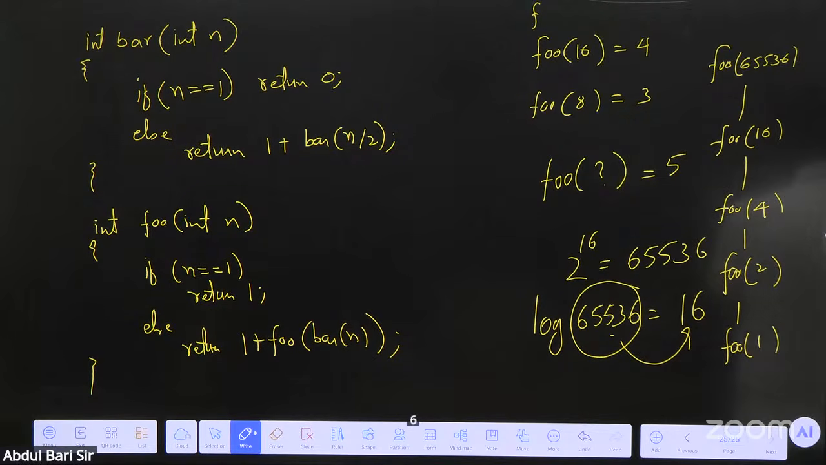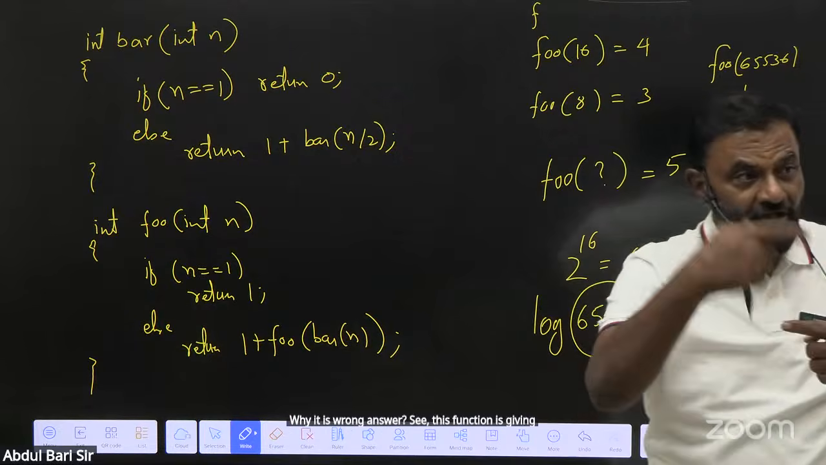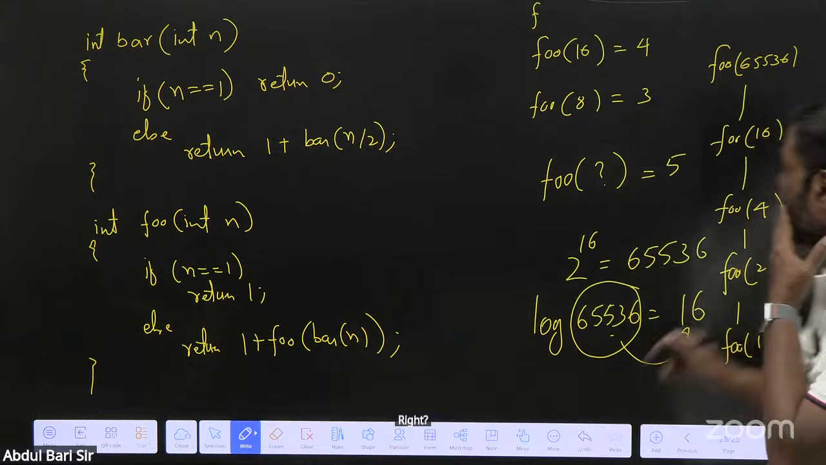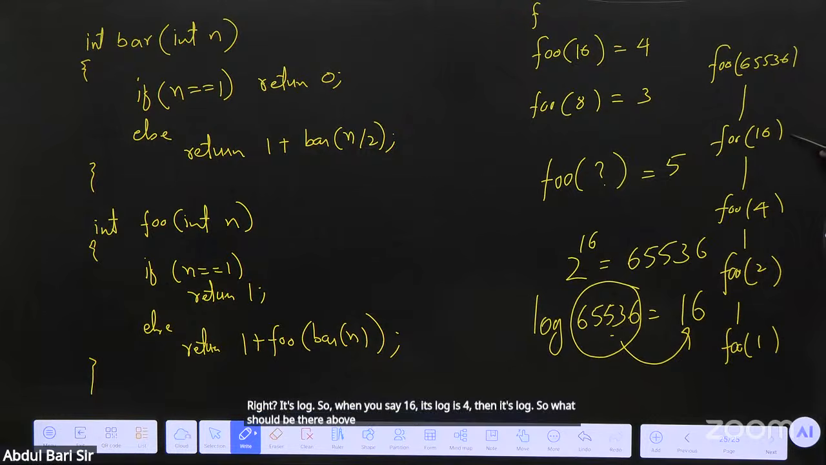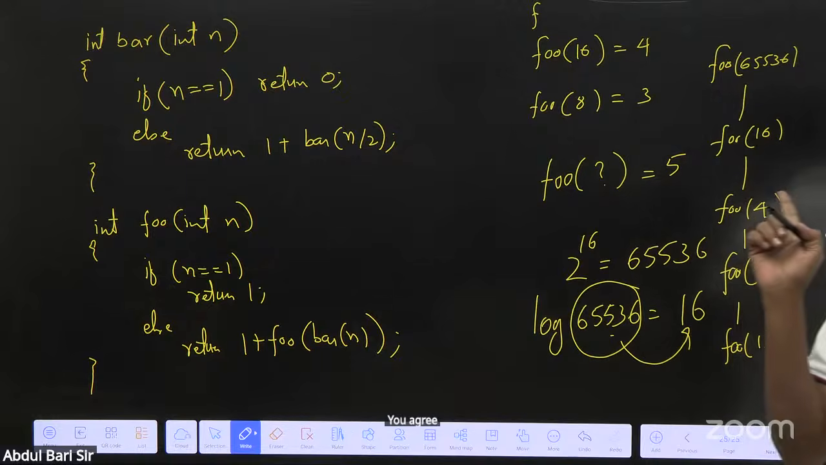2 power 16, first class we learned, we know that, right? And log is the inverse, that also you know. The quick answer you got was 32, right? So that was the wrong answer. Why is it wrong? See, this function is giving log of logs. Every time it is giving log. When you say 16, its log is 4, then its log. So what should be there above so that you get log as 16? Whose log is 16? 65536, its log is 16. You agree with this or not?